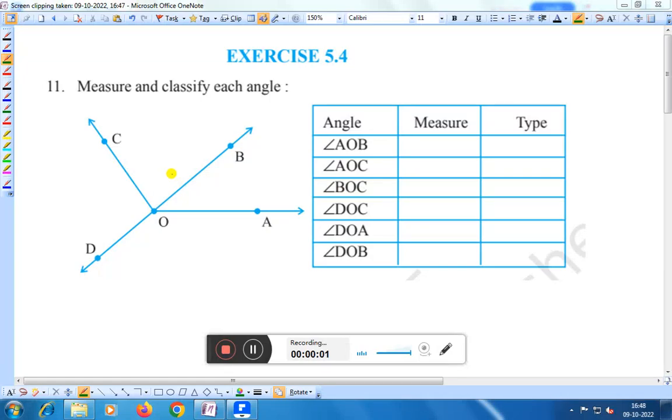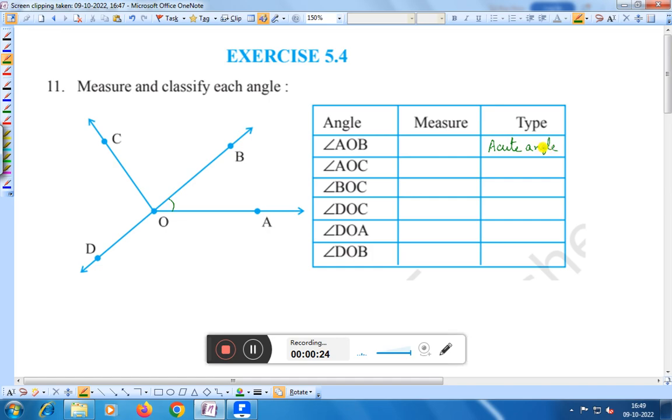Hello everyone. Today we shall discuss exercise 5.4 question number 11. Measure and classify each angle. You have to measure angle AOB, right? You have to measure this angle with the help of a protractor and you have to classify it also. Since this is less than 90 degrees, you can say it is a type of acute angle, right? This is an acute angle.